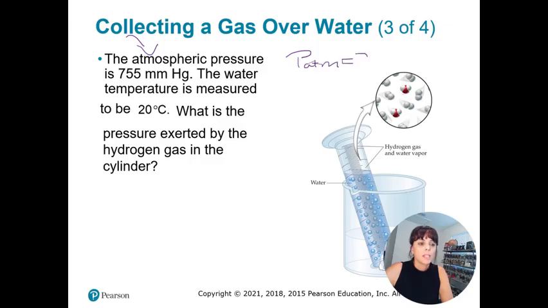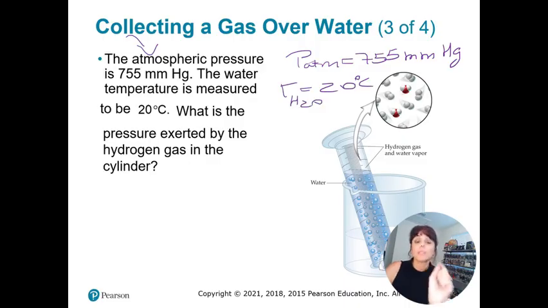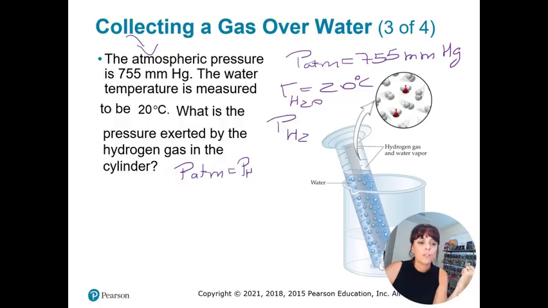So it's 755 millimeters mercury. The water temperature gives us the temperature of water, so it's 20 degrees Celsius. When you are given this, it's because you need to go to the table of the vapor pressure to look for the pressure. What is the pressure exerted by the hydrogen gas? The total pressure will be the sum of the pressure of the hydrogen plus the pressure of water vapor.